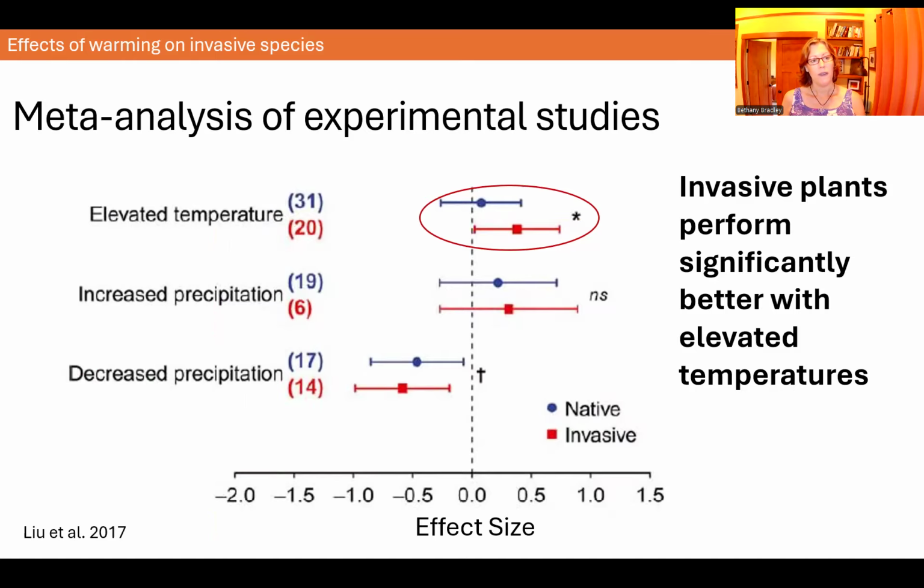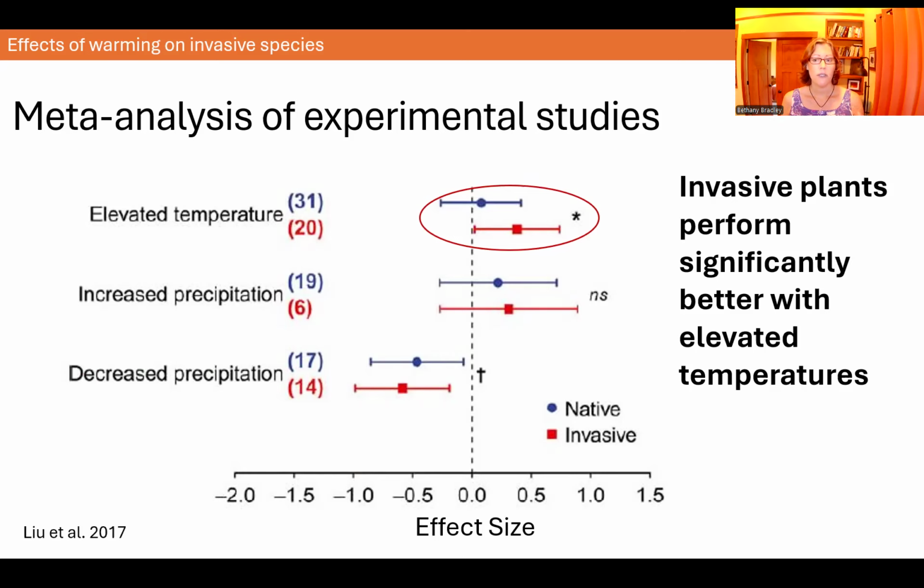In terms of how that warming affects invasive species, this is a graph from another meta-analysis. So again, it's a statistical reanalysis of multiple different studies. And the blue circles are studies with native species. The red squares are studies with invasive species.